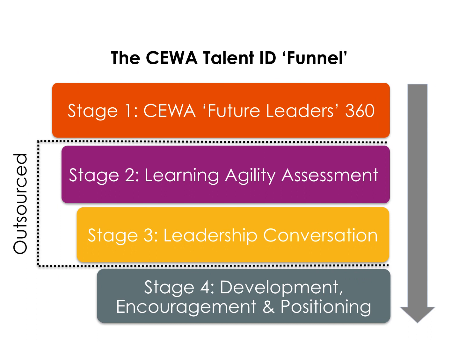So the program you're about to undertake actually has 4 stages, and you can see these stages on the screen before you. Stage 1 is what we call a Future Leaders 360. Now you're about to undertake this stage, so in a moment I'll explain exactly what that involves. If you achieve really strong data on stage 1, you will be invited to participate in stage 2. And again, I'll talk about stage 2, our learning agility assessment, a bit later on in this presentation. If you achieve really strong data on stage 2, you will be invited to participate in stage 3, which we are calling a leadership conversation. And again, I'll talk about the mechanics of that later in the presentation.